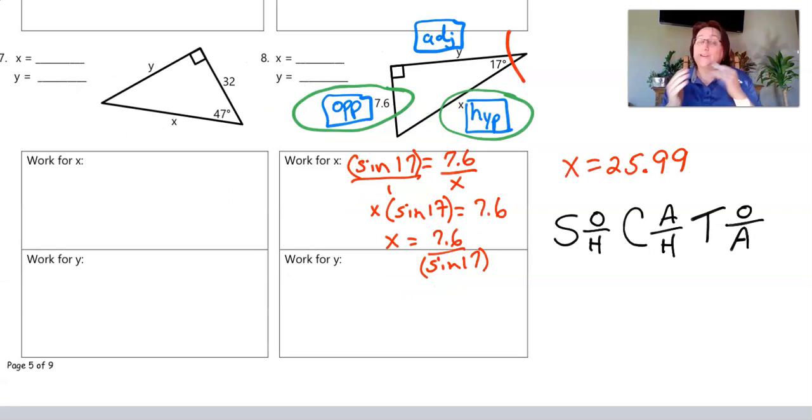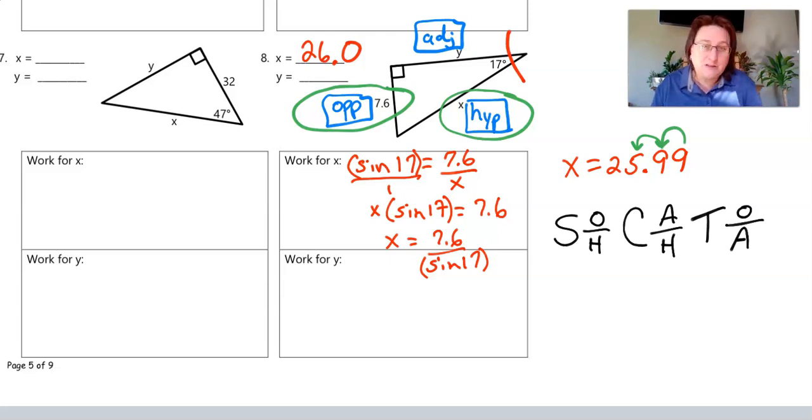Okay, I got that x was 25.99, which when I round to one decimal place, the 9 rounds up this other 9 to a 0, and then that 0 rounds this guy up, so x is 26.0 to the tenths place. Okay, now we've solved for x. Great, now let's solve for y.